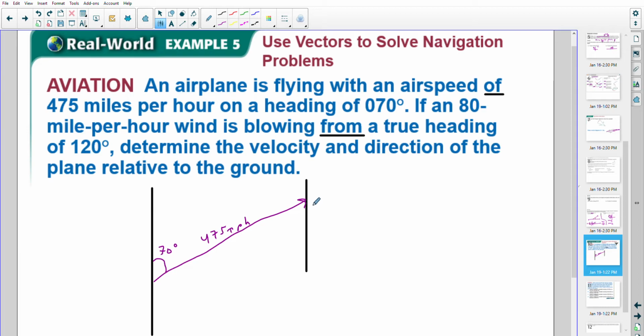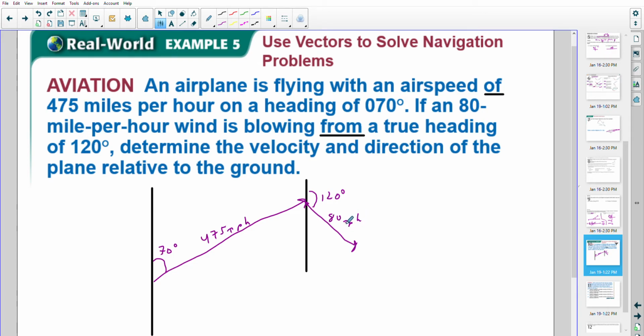Then there's an impact of a wind, and the wind says that's 120 degrees, which would mean that you would drop another north-south line. This is going to impact it, so that's going to be more like this, and you're going to know that's 120 degrees. Again, labeling it as 80 miles per hour.